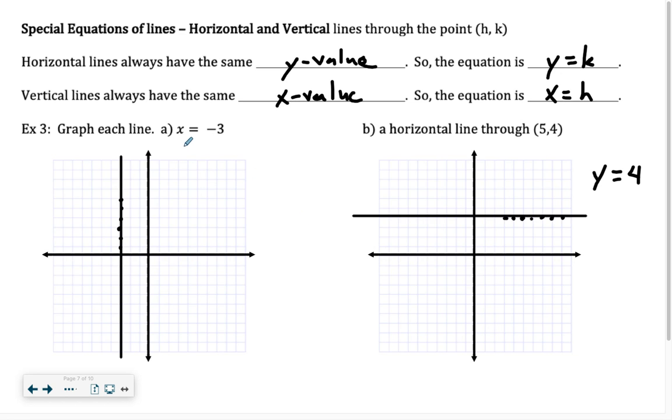Okay, so vertical lines are always in the form of x equals some number, whatever the x coordinate is, and horizontal lines are always in the form of y equals some number, whatever the y coordinate is.